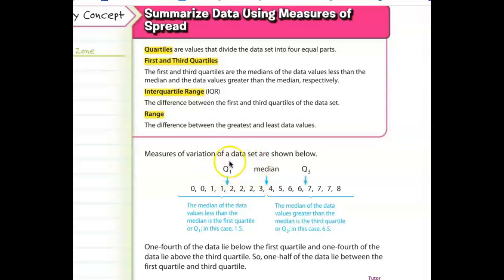Today we're going to focus on quartile 1, which is the median of the first half before we get to the median, and quartile 3, which is the median of just the second half of the data. And then we're also going to see how we are going to calculate the interquartile range, and we're going to learn what the word range means.